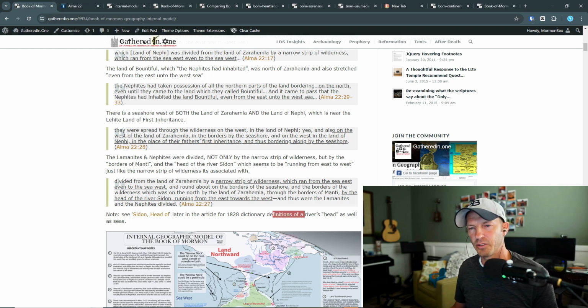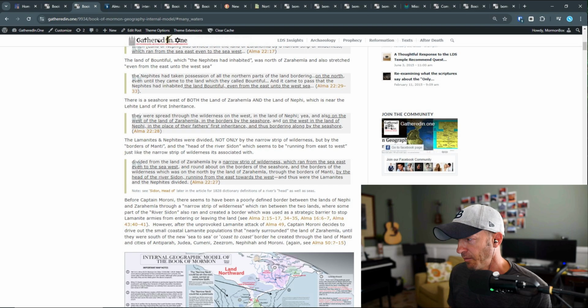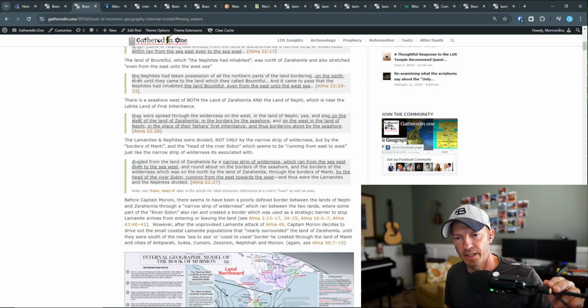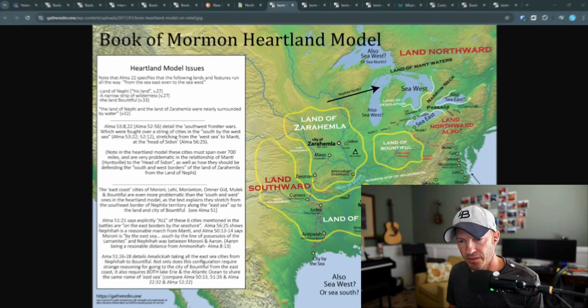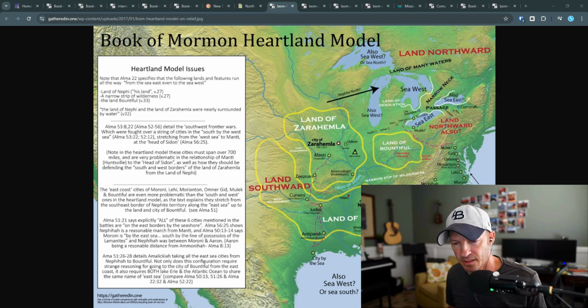Okay, so let's just go through the different scriptures and the different models. We will start with the Heartland Model, right? So we already talked about the narrow strip of wilderness, right? It has to be between the land of Nephi and the land of Zarahemla, and like I said, sometimes they put this land of Bountiful up here and maybe extend the land of Zarahemla over into the Hopewell of the Ohio Valley, which they should, right? The way I have it drawn here, which is the way that I've seen it on a lot of their sites, just does not fit the geography.